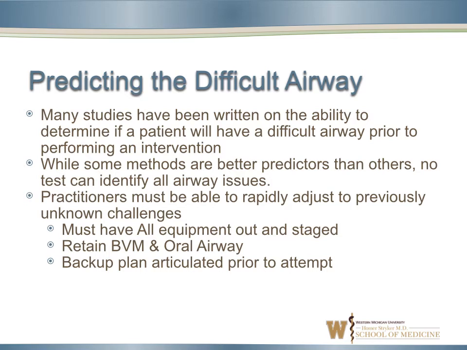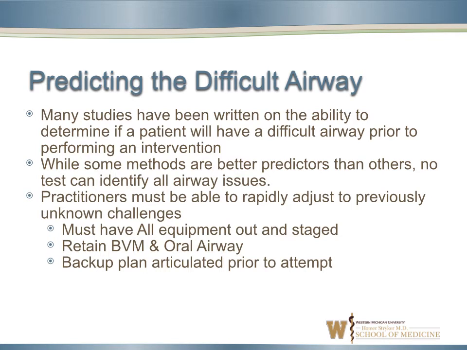One thing that's important is the ability to predict a difficult airway. If we examine a patient, we think right away it may be tough to visualize that an endotracheal tube might not be the best solution. Similarly, if the patient falls out of the weight or height range for supraglottic airway, we may have to go to the endotracheal tube. So there's lots of studies that have been written on the different methods that are out there to predict a difficult airway and determine if a patient is going to have a problem prior to performing the intervention. Now, some methods are better predictive than others.